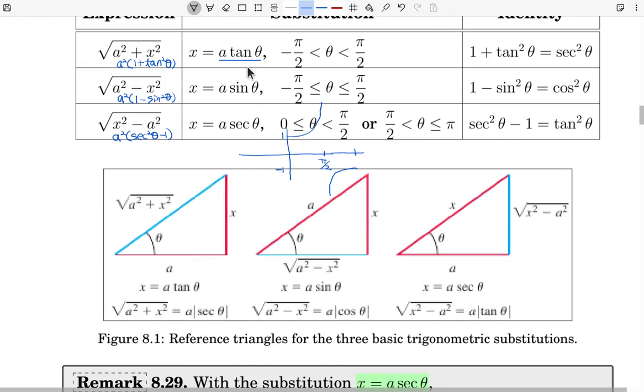Now for the substitution, the reference triangle can be given in this way. Tangent theta is x over a, so here x over a. For the second one, sine theta is x over a. And then secant theta is x over a, so the secant theta is in that direction. By using the Pythagorean theorem, the last side can be determined.